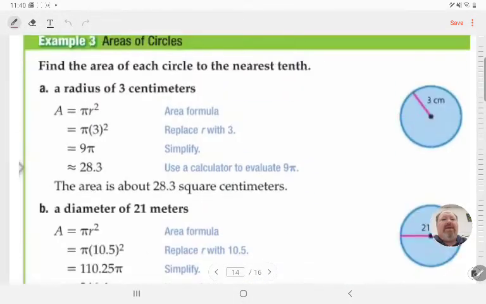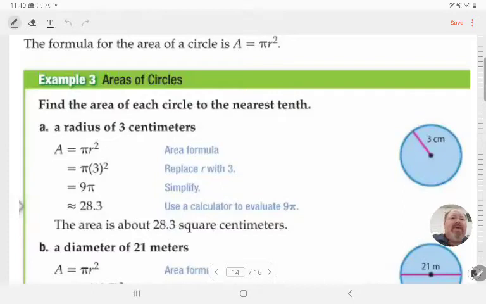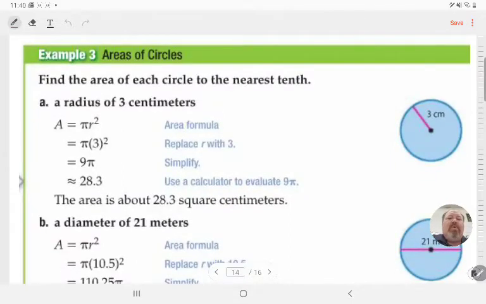Now let's look at area of a circle. Now remember, the area of a circle is area equals pi times r, or radius, squared. Now, the key to this is remember what they give you. Do they give you the radius or the diameter? If you get the diameter, you have to divide by 2 to get the radius.